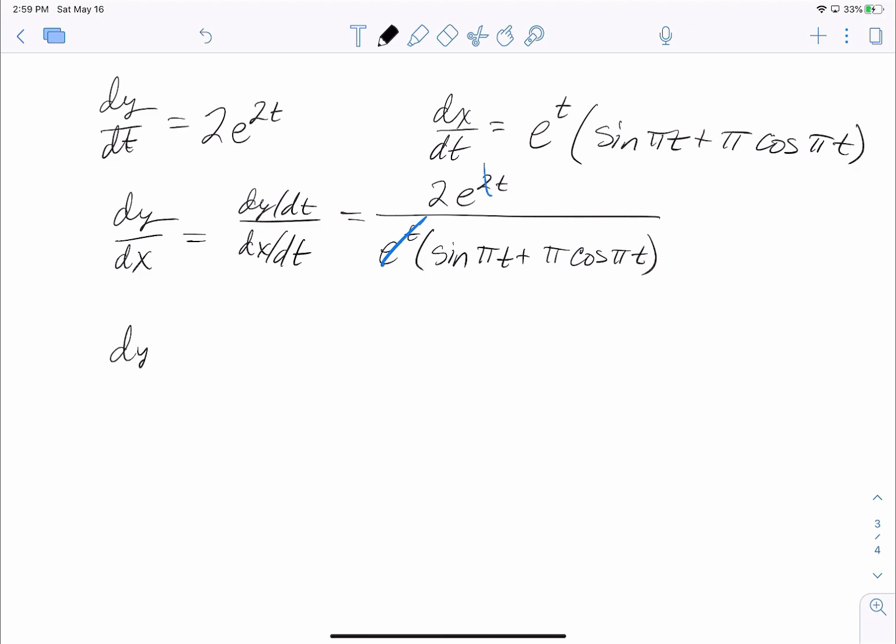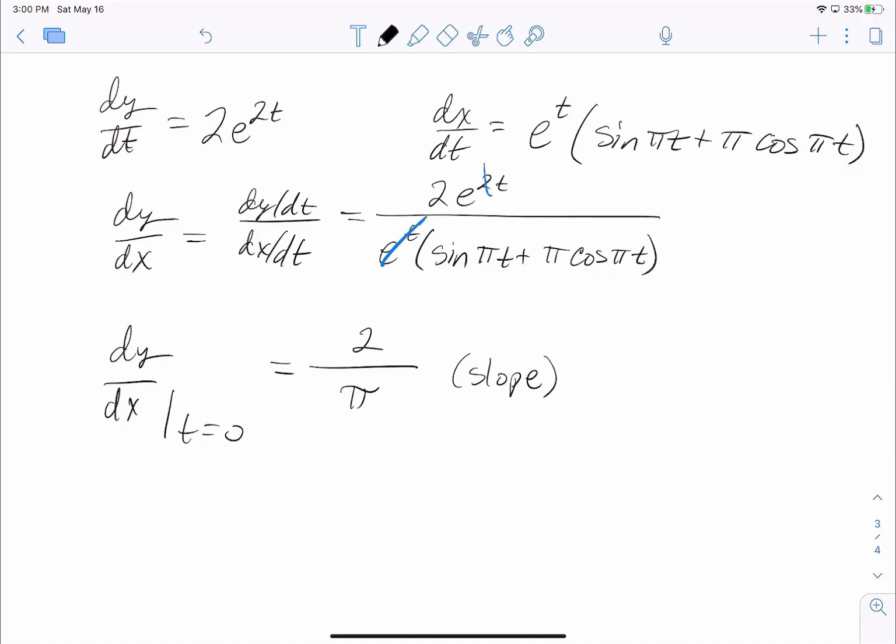So now we can say dy/dx evaluated when t equals 0 is going to give us, in the numerator, 2e to the t when t is 0, which is simply 2. In the denominator, if t is 0, then the sine of pi t is 0, and we end up with pi times the cosine of 0, which is simply pi. That gives us our slope.